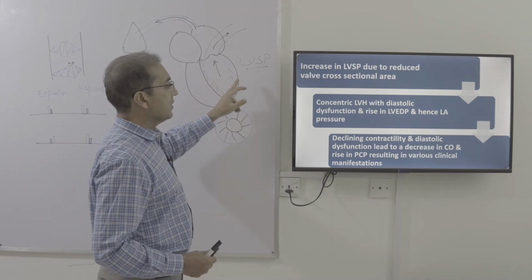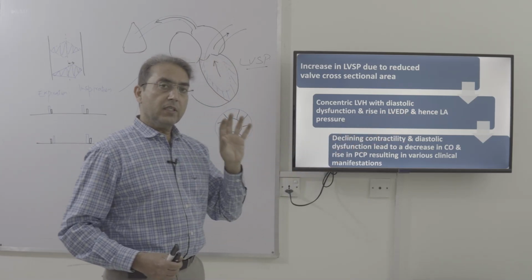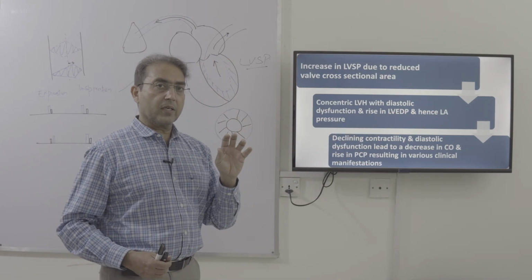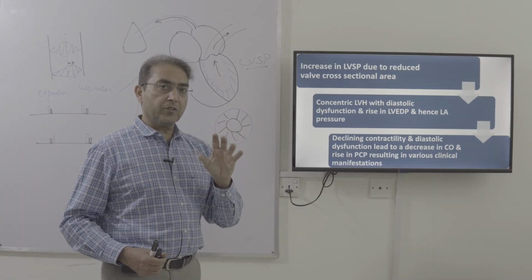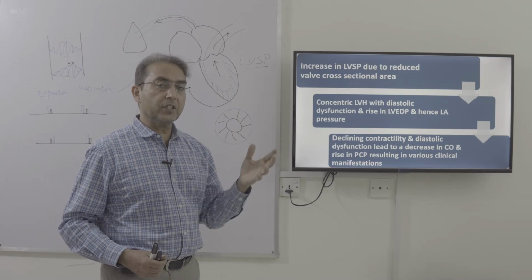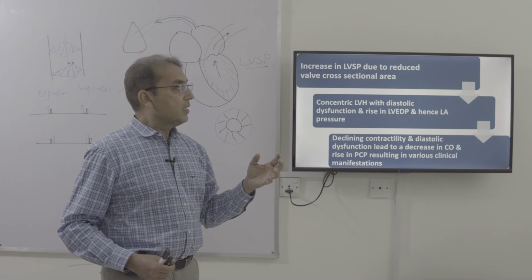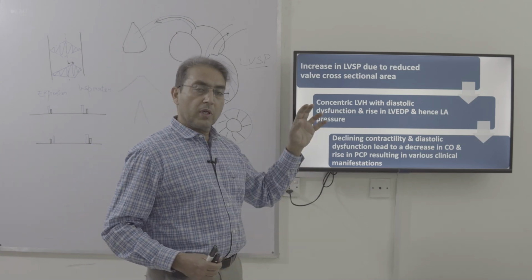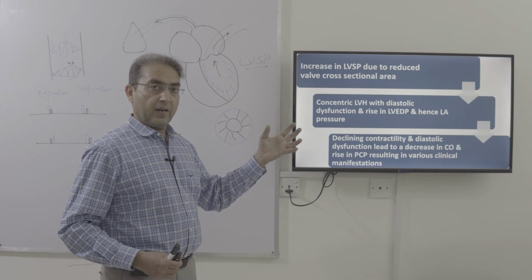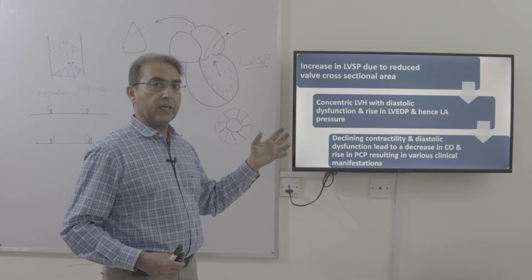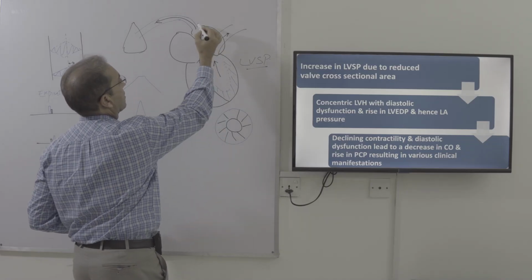What is the consequence of this rise in left ventricular end diastolic pressure? You see, the atria push the blood in diastole. So the flow of blood from the atrium into the ventricle is seen during the ventricular diastole. Since there is a high pressure in the ventricular diastole, the atria have to exert more pressure to push the blood into the left ventricle. So the result will be that the atrial pressure will also start rising. So the left atrial pressure starts rising.